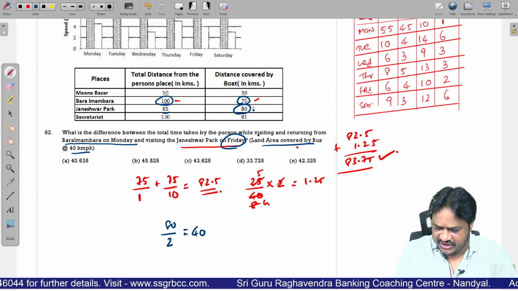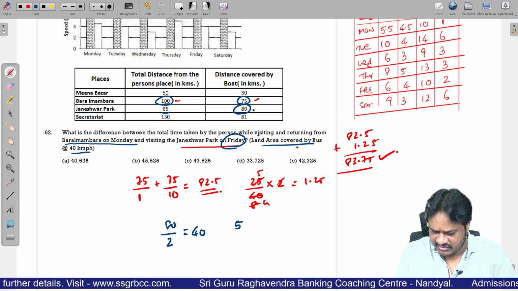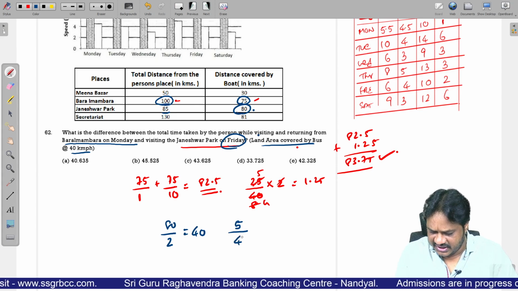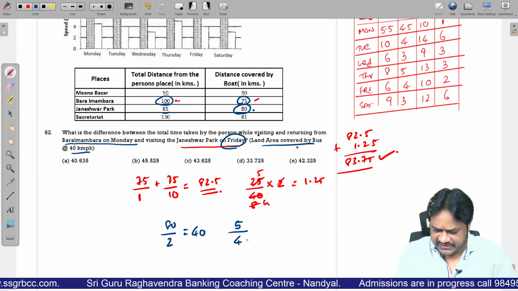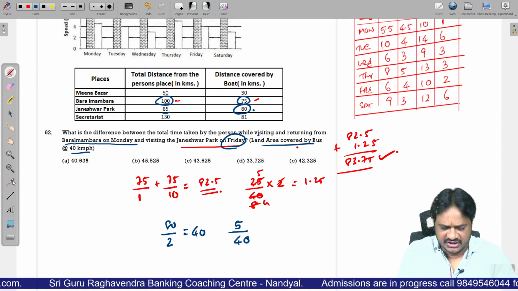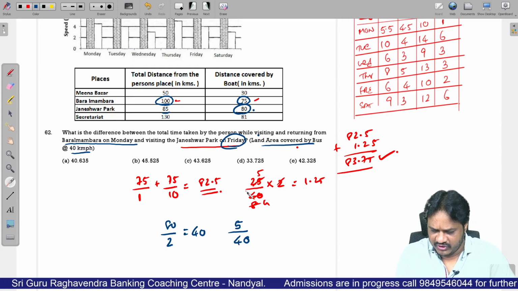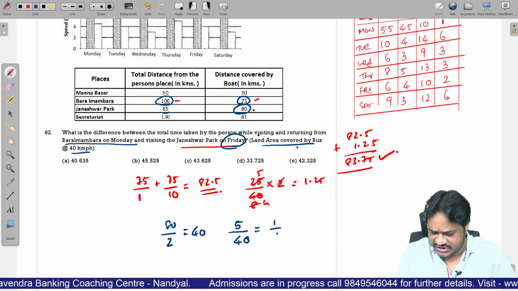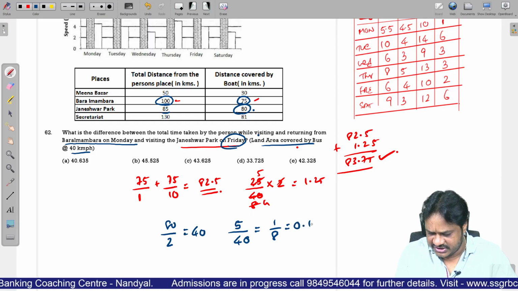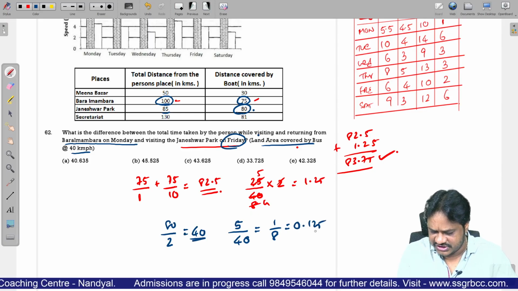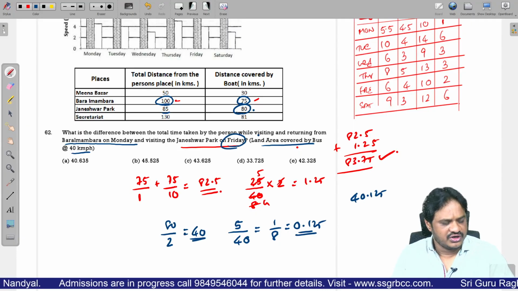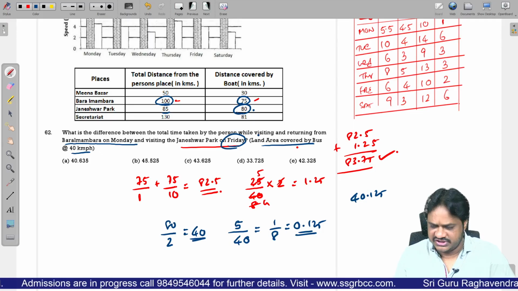Remaining, out of 85, 80 is covered by boat. Remaining 5 kilometers by bus. Land area is 5 kilometers. Speed is 40. Here I am not taking into 2. Why? Because it is only visiting. There is no returning. That is 1 by 8. 1 by 8 is nothing but 0.125. So this is 40.125.